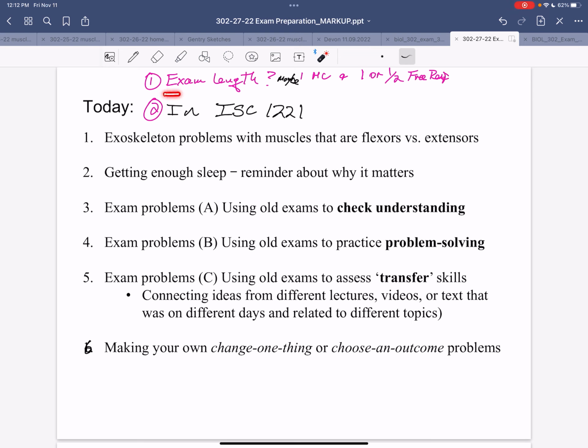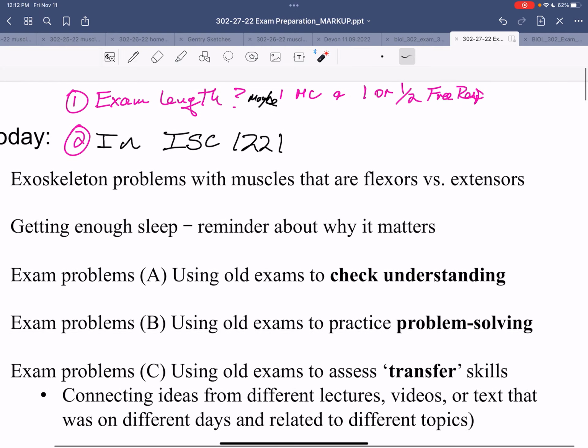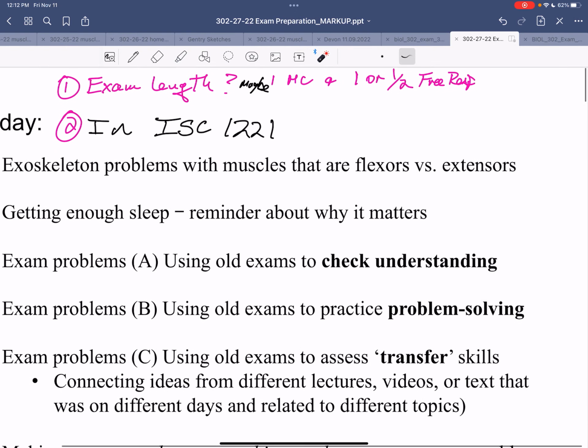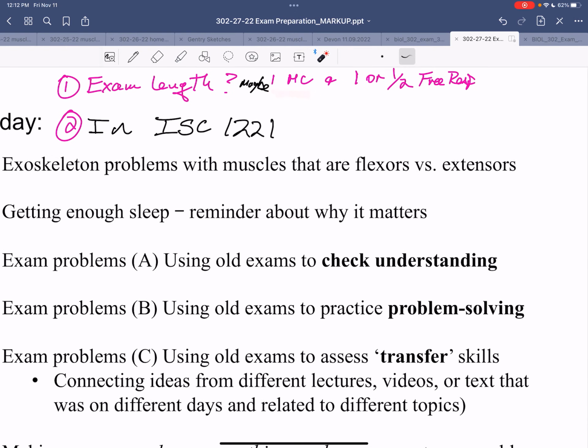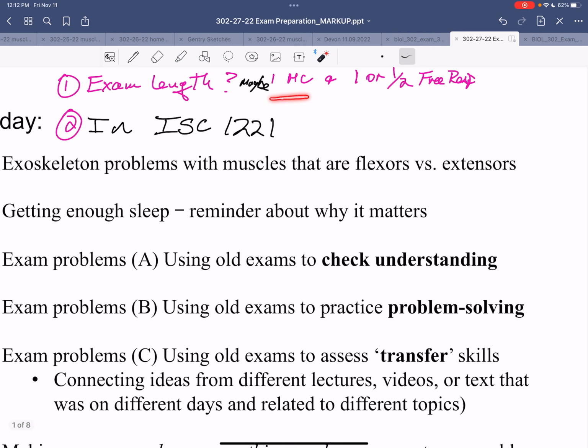First was the discussion we had about whether to change the length of the exam. The conclusion was that I would maybe decrease it by a multiple choice and maybe a free response question. In other words, make the free response a little bit shorter. Or I would think about how I can make some of the questions a bit simpler so that they don't take quite as long. So I'm not going to make it longer. I might try to make it a bit shorter.